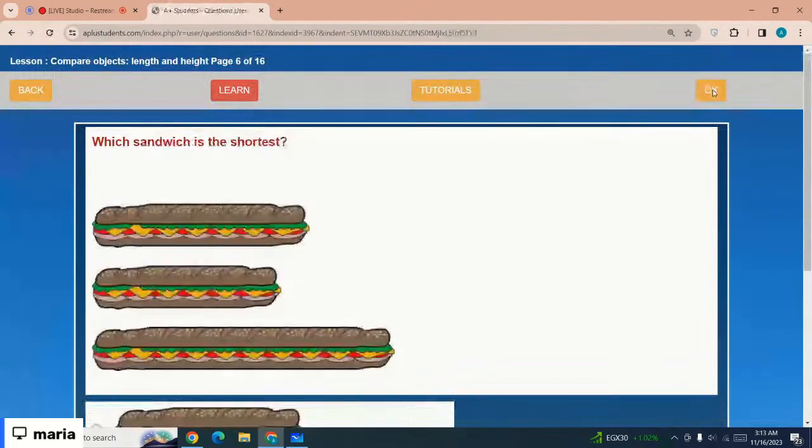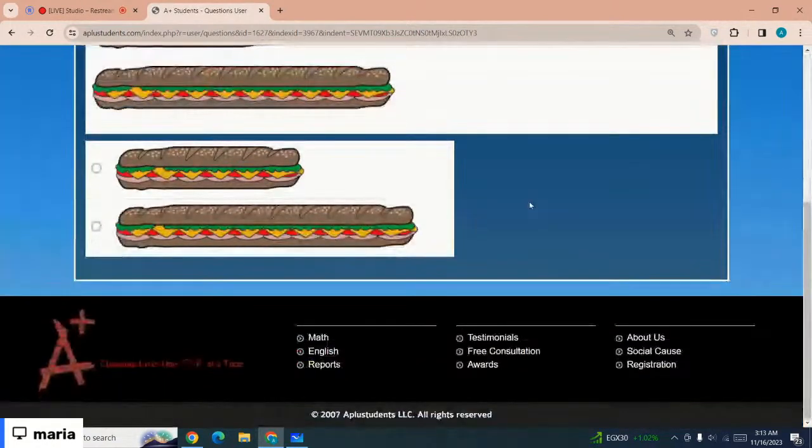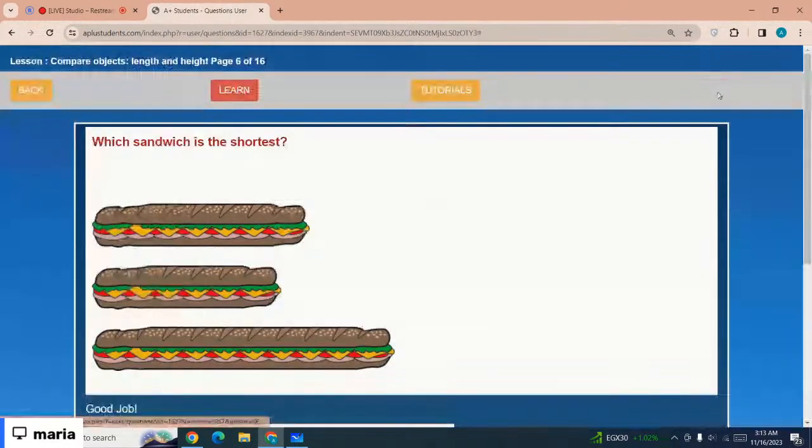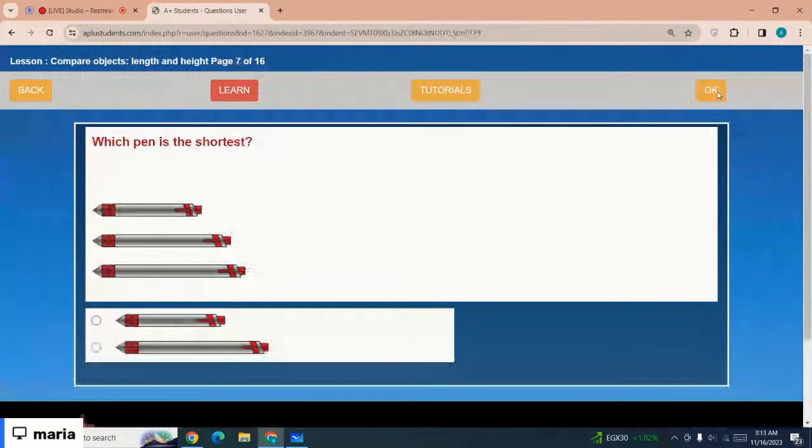Which sandwich is the shortest? Option number 1 is the shortest one, right? Which pen is the shortest? One, two, three. Which is the correct option? Yes, 1 is the shortest one.